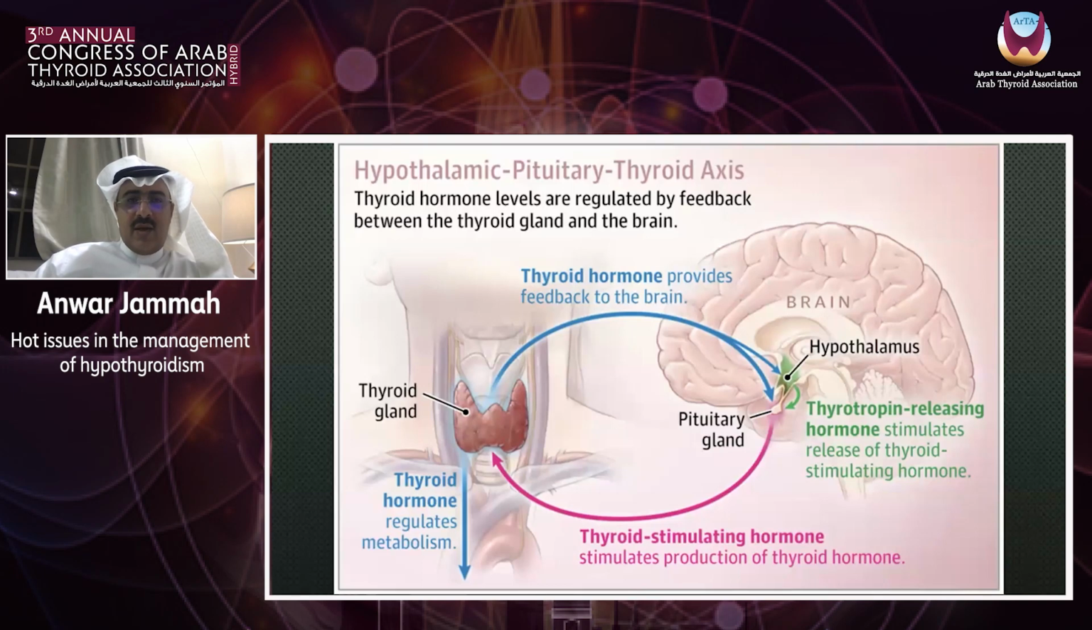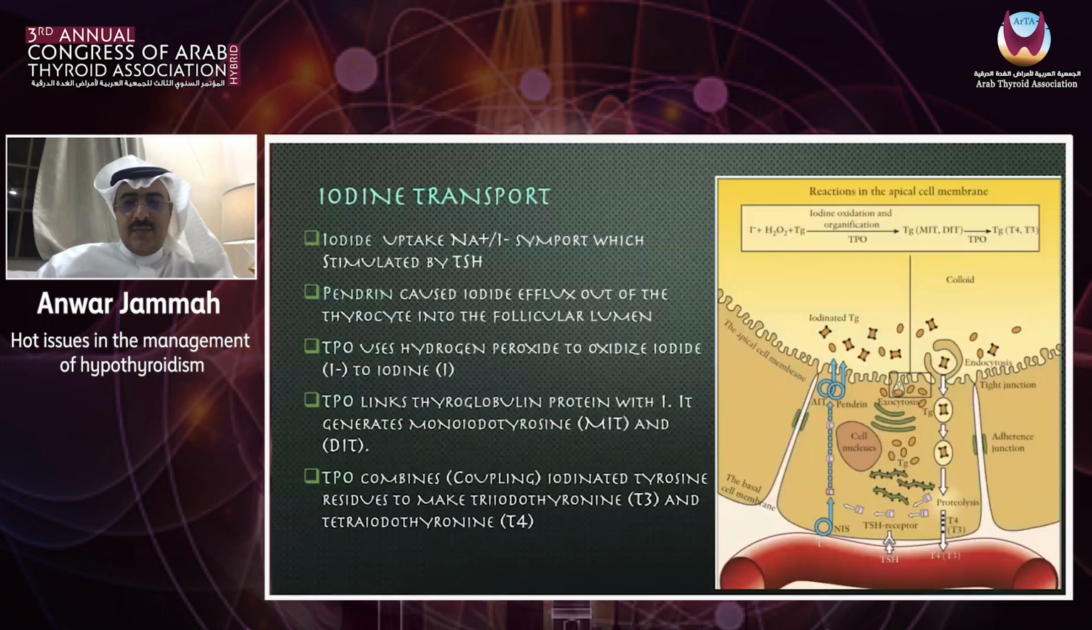So the hypothalamic-pituitary-thyroid axis, as you know: the hypothalamus gives TRH, TRH stimulates the pituitary to give TSH, and the TSH stimulates the thyroid itself to give the thyroid hormones T3 and T4, and that will give negative feedback on both the hypothalamus and the pituitary gland.